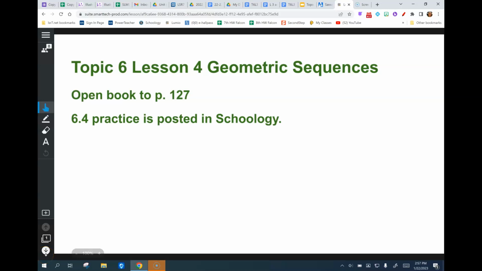So for lesson 4 in topic 6, we're going to be talking about geometric sequences, and that should sound somewhat familiar to you. We'll talk about that more in just a second. So please open your book to page 127, and 6.4 practice is posted in Schoology. Make sure you do that assignment after you're done watching the video and talk with your teacher as to when that is due.